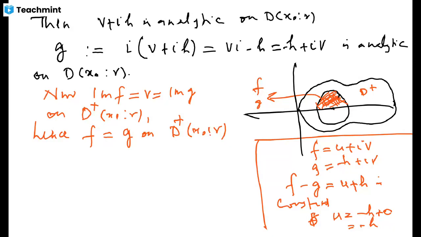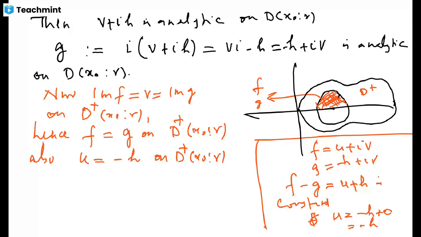So we have this also, and at the same time we have u equal to minus h, and it is equal to d plus x naught r. Now, h is defined on the whole of the disk, and on this upper part u and minus h are the same. So h is a harmonic function.